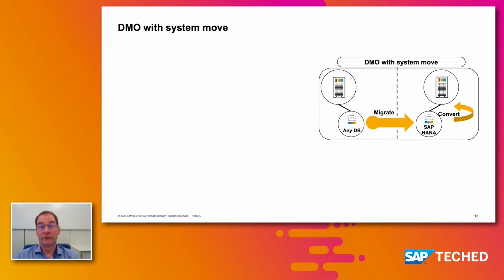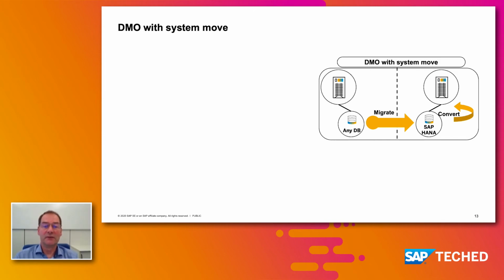Let us assume that your source system is not yet on HANA database, so migration is part of the game. The software update manager will use DMO, so the database migration option. Then there is an option to move the complete system. We call this DMO with system move.